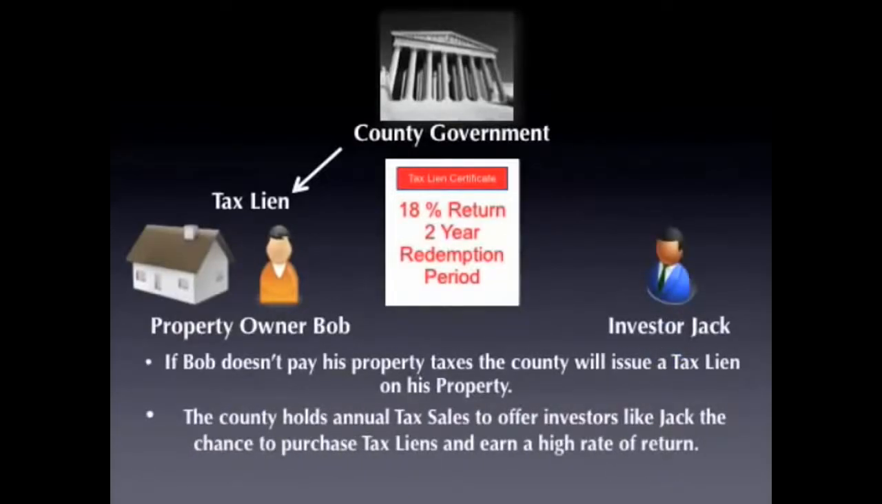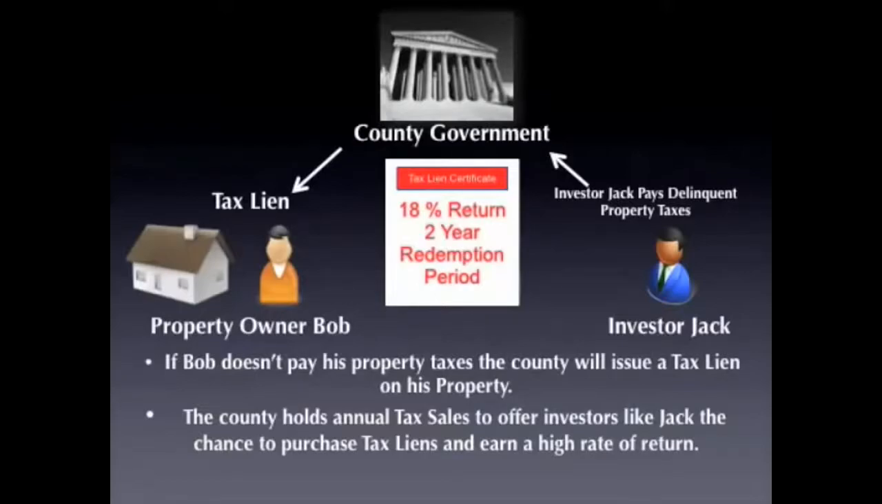Now, the way that the county recoups their investment is they hold an annual sale. They invite investors from the public to come to this sale and to purchase these tax liens. Tax liens are purchased for the amount of the delinquent taxes plus any penalties or fees that are associated as well. So if you show up as an investor, you're willing to purchase that tax lien because it's going to pay out an 18% annual rate of return and it has a 2-year redemption period.